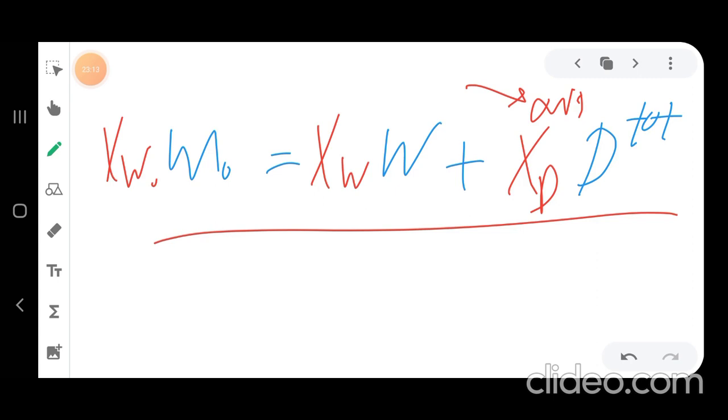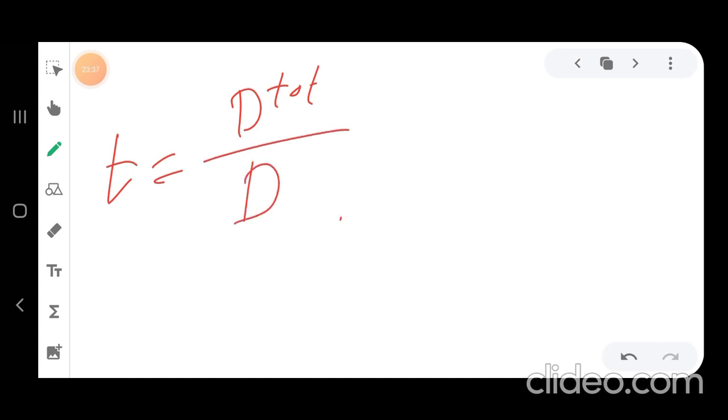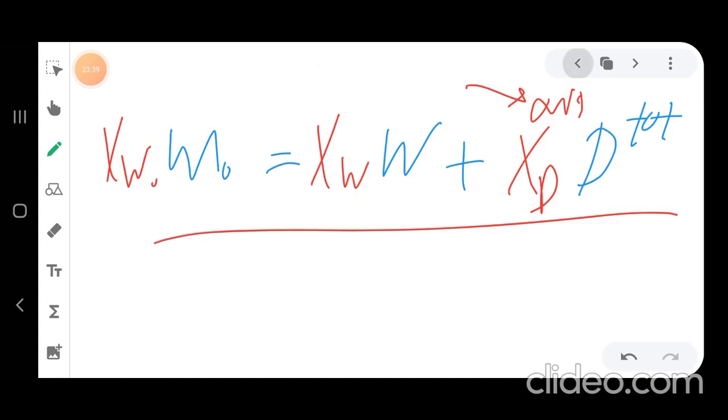Suppose we are interested in calculating the time of distillation, how much time we need to wait in order to get this degree of separation. It can simply be calculated using this equation. Time is D total, the total quantity that we collect, over D. D refers to the rate. Why? Because you know we have this still pot.